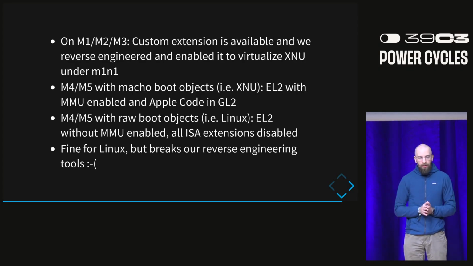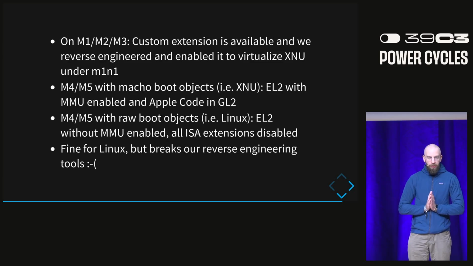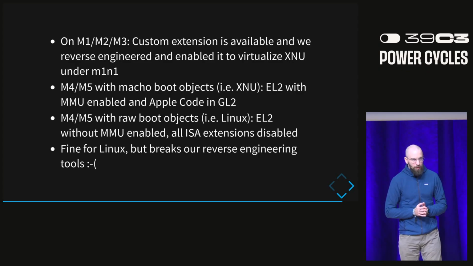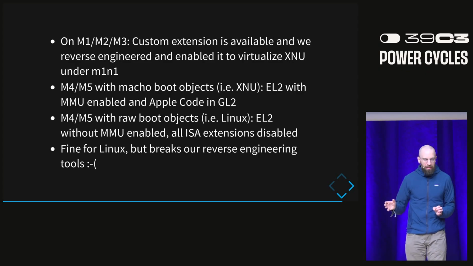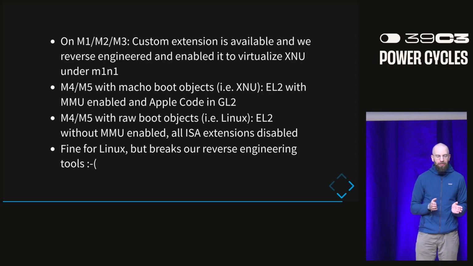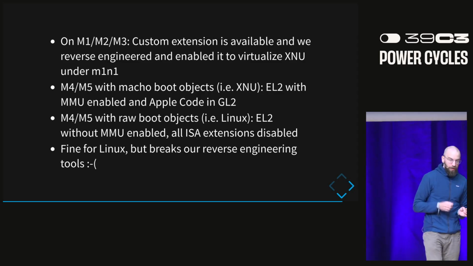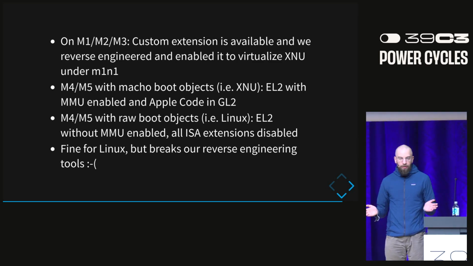But that's just our best guess. But still, we now get two boot modes on M4 and M5. One of them, if you want to boot XNU, you get dropped into EL2, but Apple code is already running, and it's running in GL2, and you can't port Linux to this mode. But Apple still added another mode, because like I said, this has all been intentional.